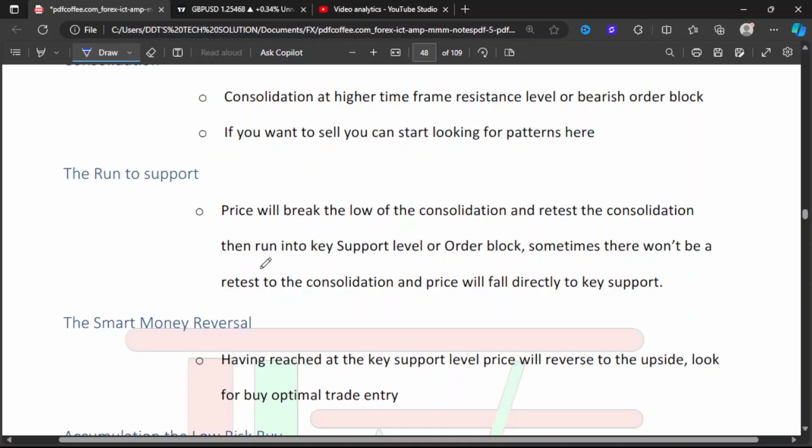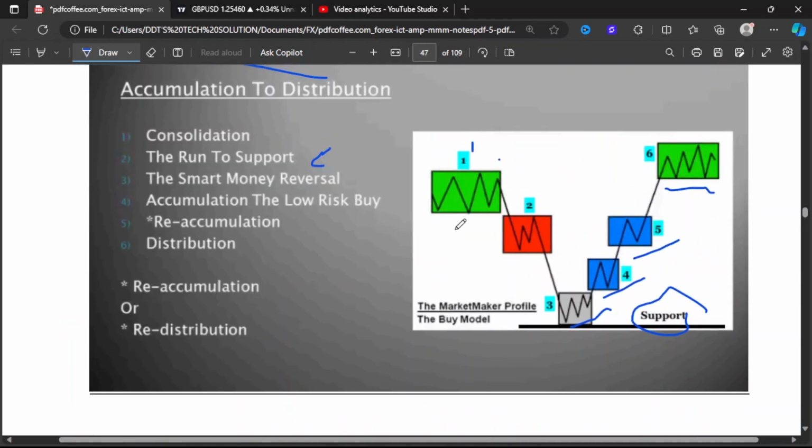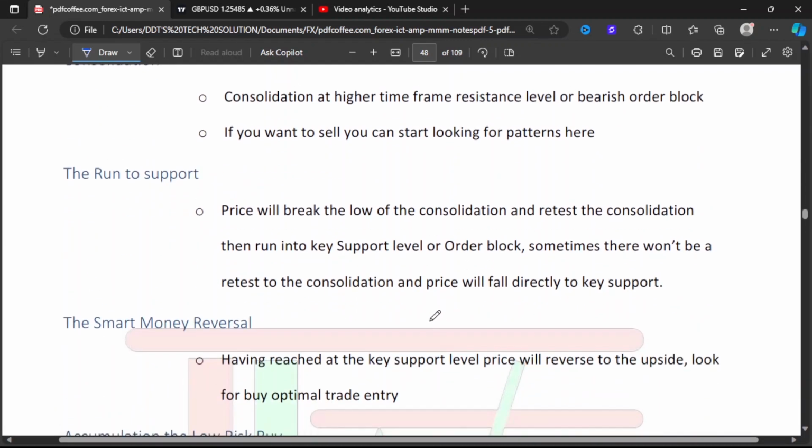Sometimes there won't be any retest of the consolidation and price will just fall. So as I said, after price breaks this consolidation, sometimes there might be a retest, then you can confirm yourself to any other block or support zone here. But sometimes there is no retest, so price just moves in a spike down to the support zone. That's what I was trying to say.